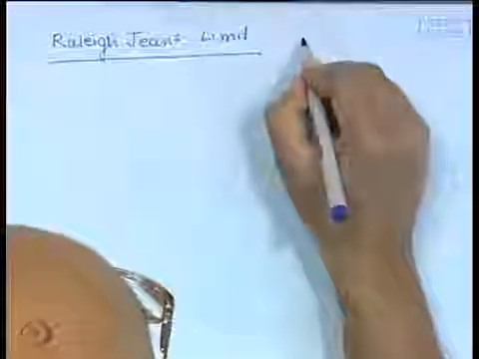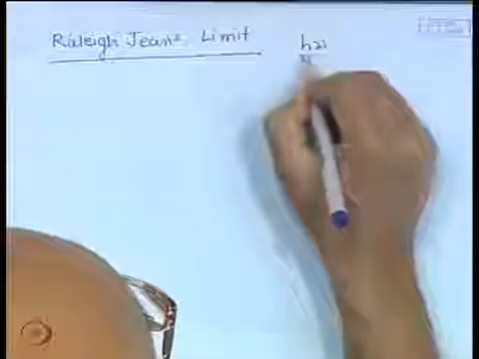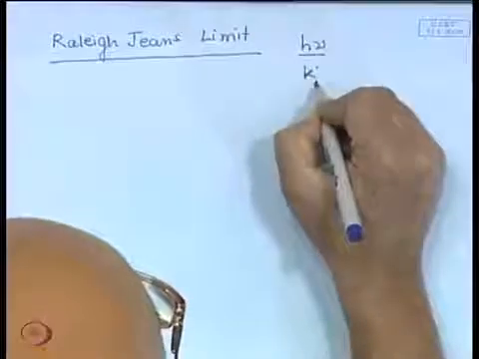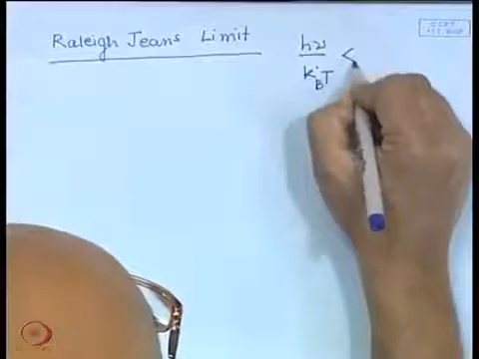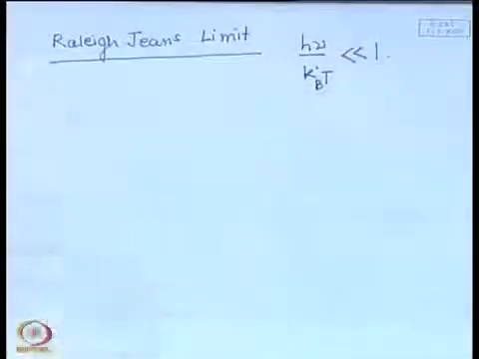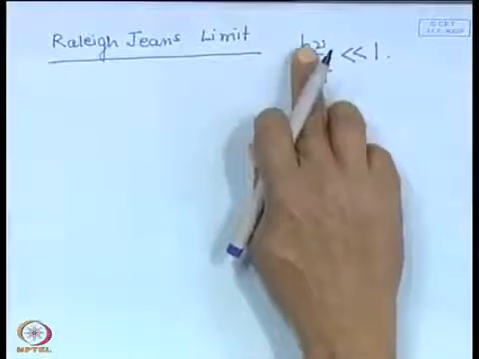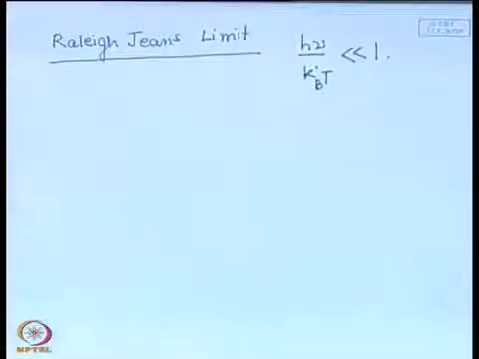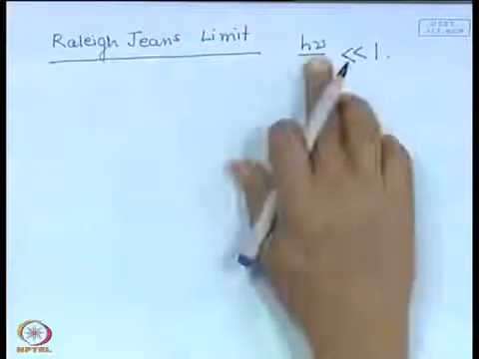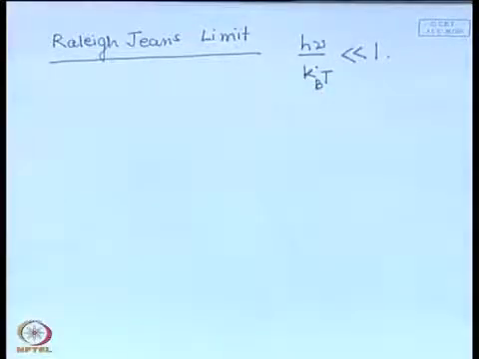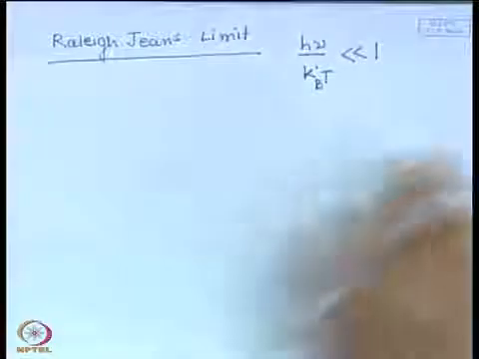What we mean is that h nu by kb T is much less than 1. The temperature of your system defines a frequency, and that frequency is basically kb T by the Planck constant. The frequency that you are looking at is much smaller than that. Let us see what happens.